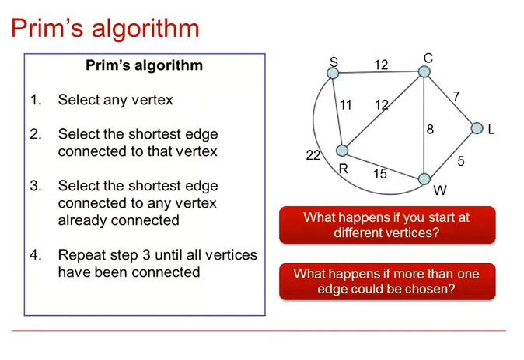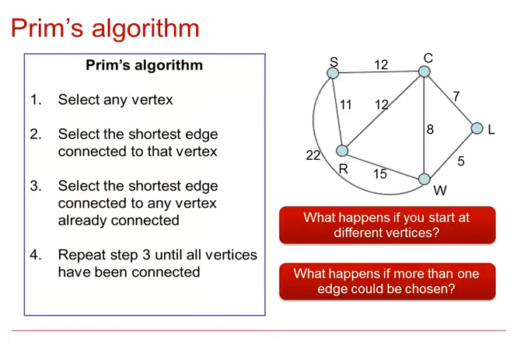What happens if more than one edge could be chosen? For example, here I could have chosen CR instead of CS, which would be weight 12. I would have still had RS at the end. I would have still ended up with the same MST in terms of what it looks like, but the order of the arcs would be different.